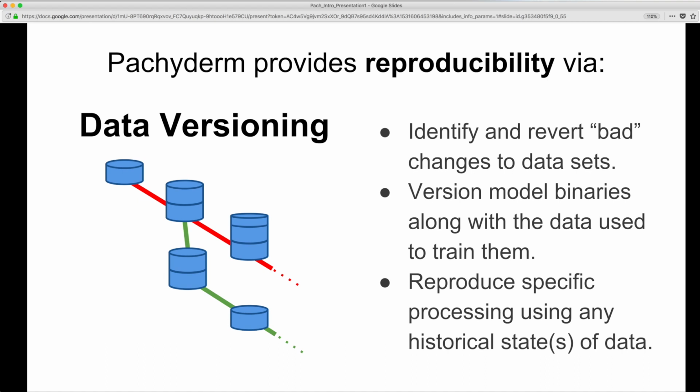This also works for versioning intermediate steps, such as your model binaries, what parameters you used, all sorts of intermediate pieces that you might need to track. And at the end of the day, what this allows you to do is reproduce any specific processing from any historical state of your data.